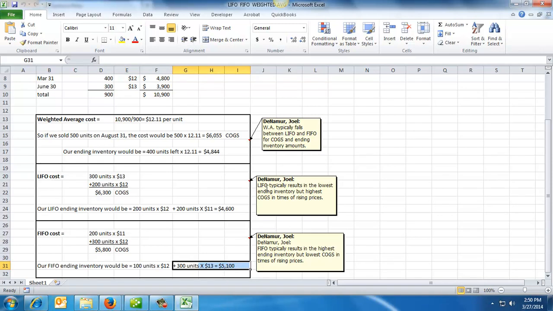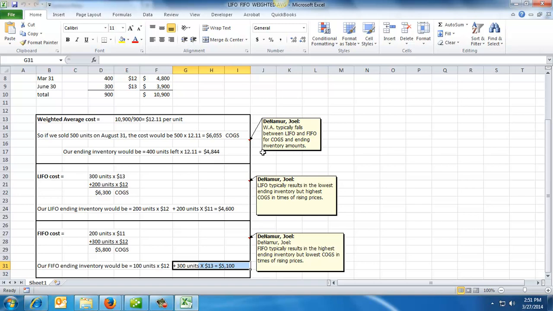In general, LIFO typically results in the lowest ending inventory in times of rising prices. The lowest ending inventory, but the highest cost of goods sold. FIFO typically results in the highest ending inventory, which we can see here, but the lowest cost of goods sold. Okay, and finally, weighted average typically comes down the middle of both of them.